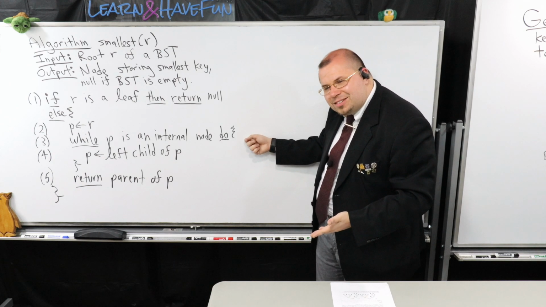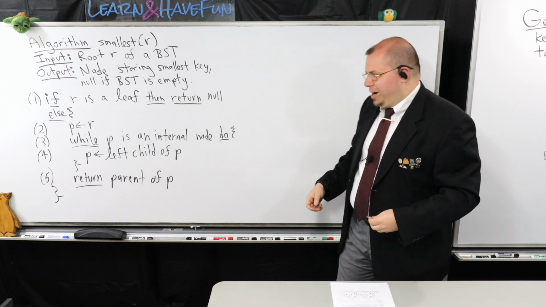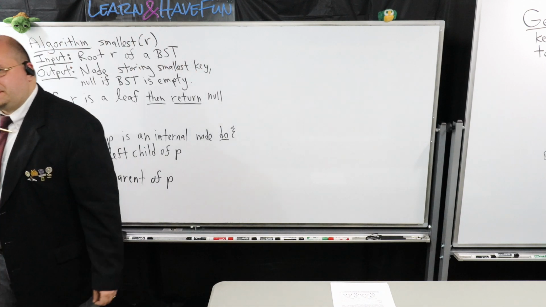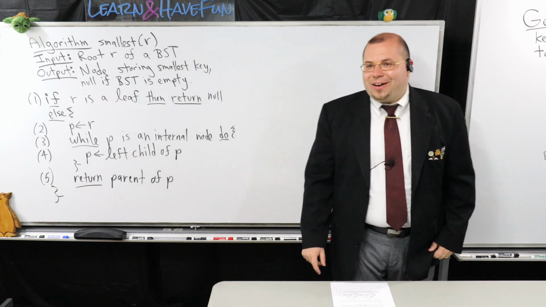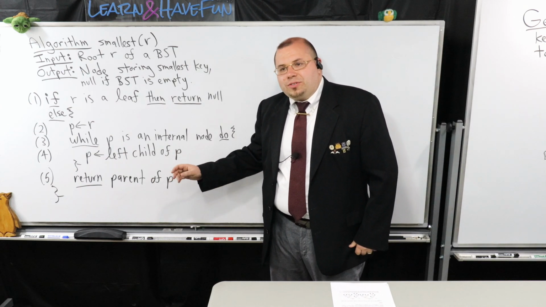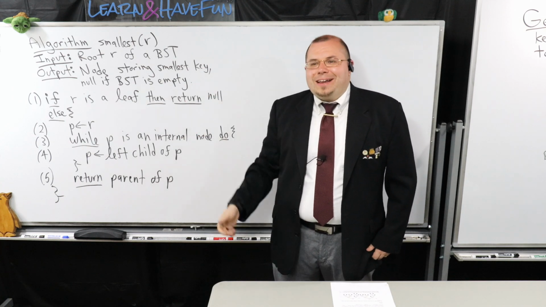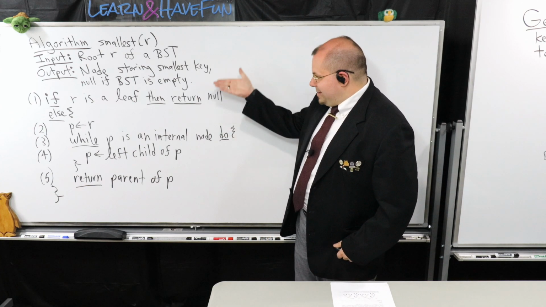When I exit this loop, will P be an internal node or a leaf node? It's a leaf node, yes. So it's a leaf node, so I get the parent of it, and remember, if I get the parent of it, then I'm going to get the record in question. So this is our algorithm here.